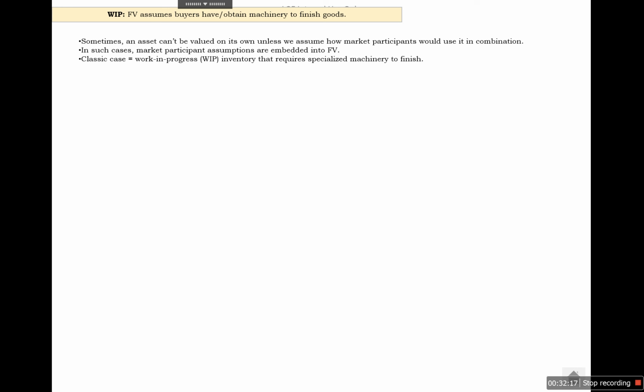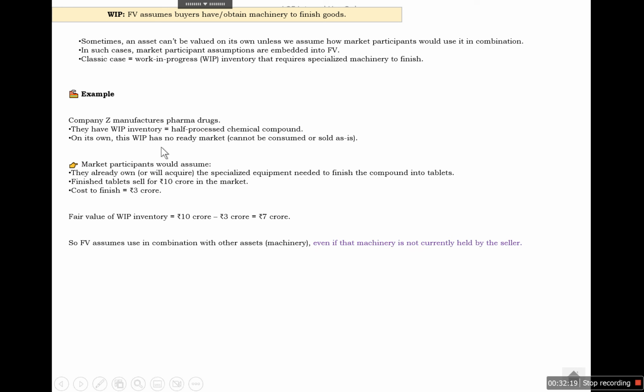So we need to take care about the conversion cost in this case. Let's take one example: company Z manufactures pharma drugs and has WIP inventory, half-processed chemical compounds. On its own, this WIP has no ready market available. So we need to convert it into finished goods so that we can sell it and get the money out of it.